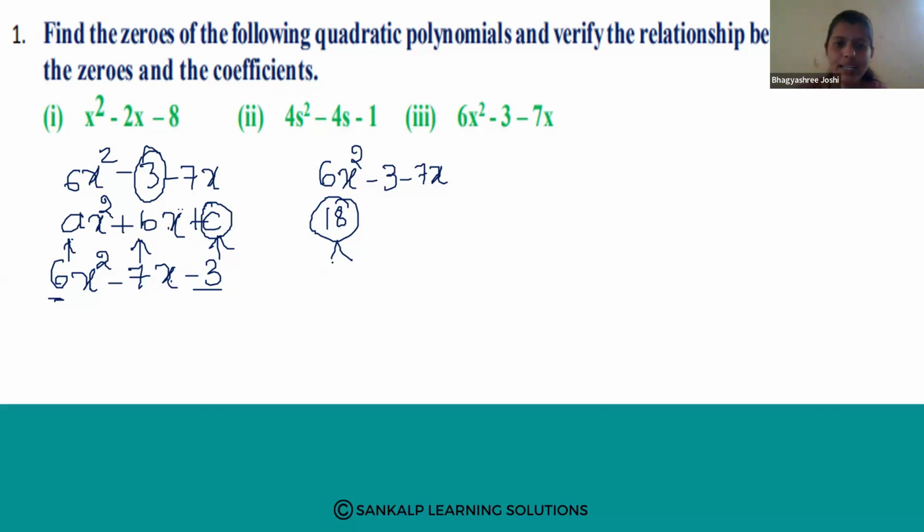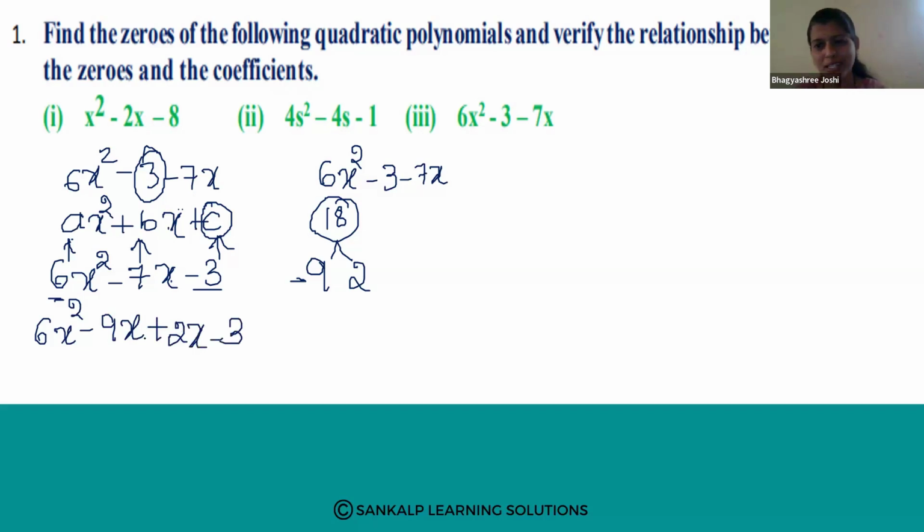Yes, very good. Very fine answer. 9 2s are 18. 9 minus 2, it is 7. So -9 plus 2, then it will become -7. Therefore, 6x square minus 9x plus 2x minus 3. Yes or no, children?